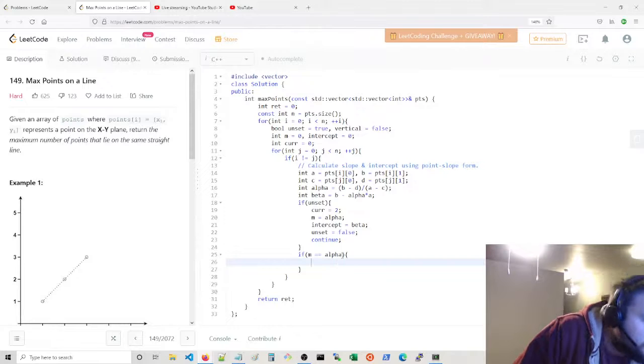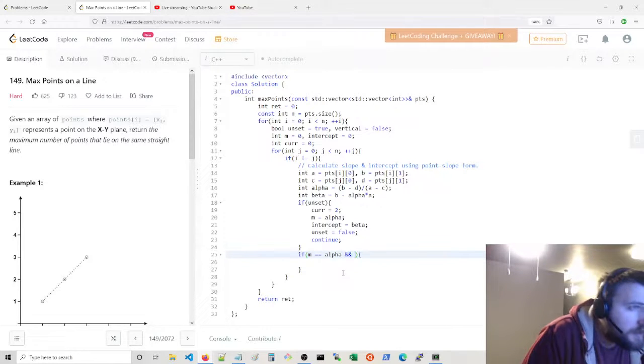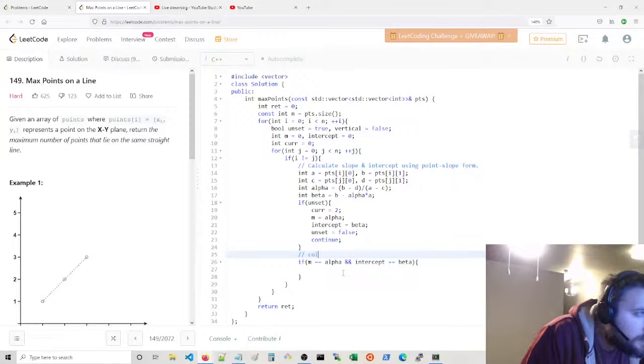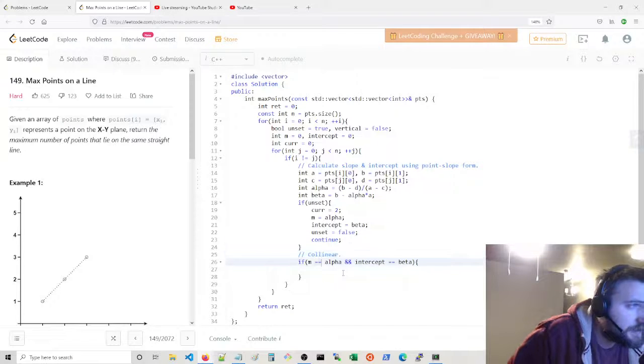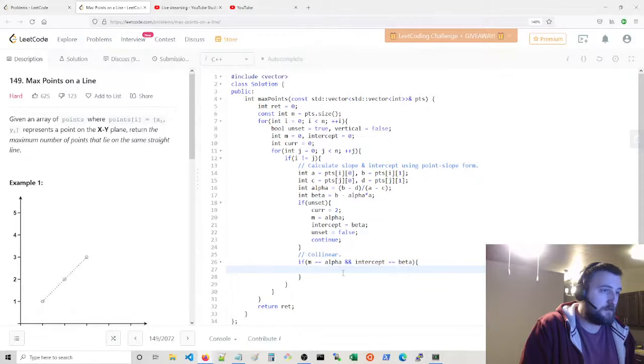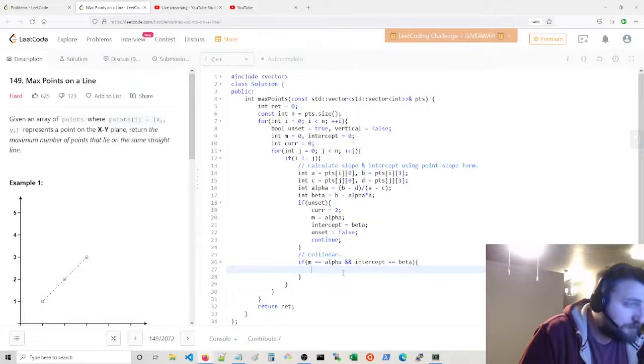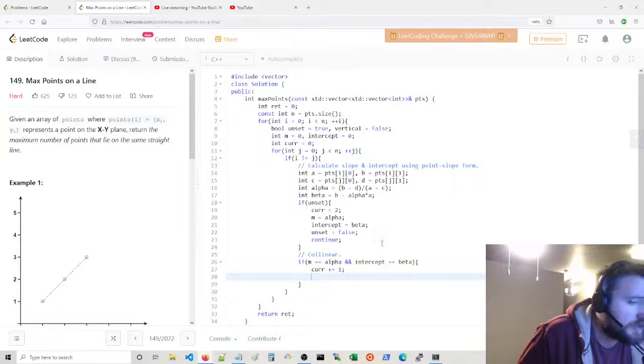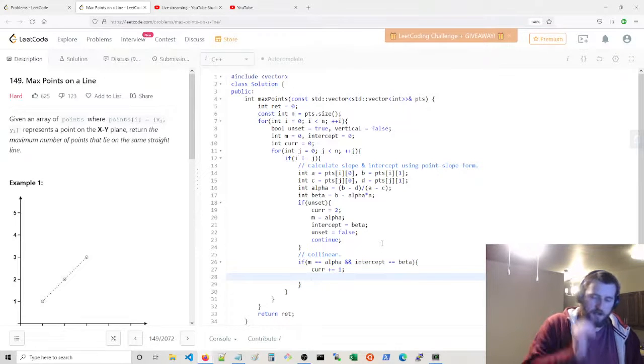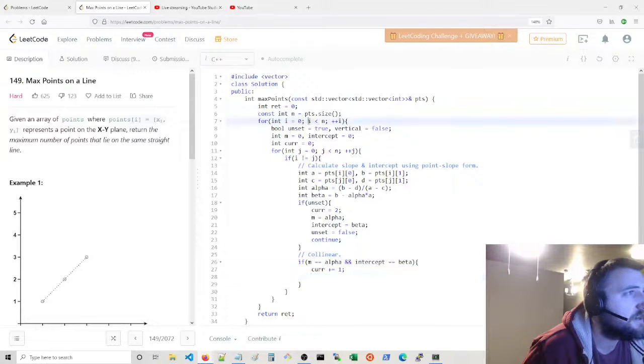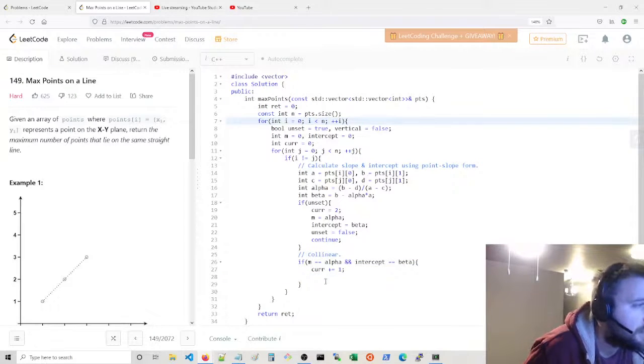So if m is equal to alpha and intercept is equal to beta, collinear, and collinear I think has two L's, excuse me, could be wrong. Then current plus equals 1, right? One of these points is new, the other one is not. Yeah, because they're all going to be matching against I, basically, all the other points against I.